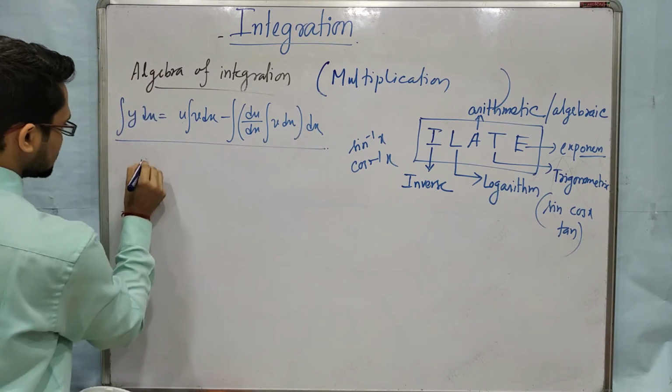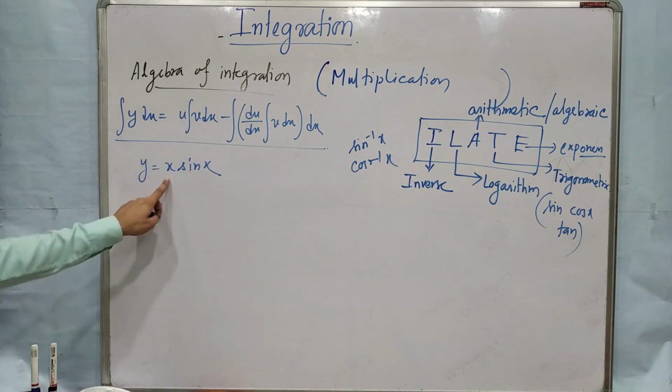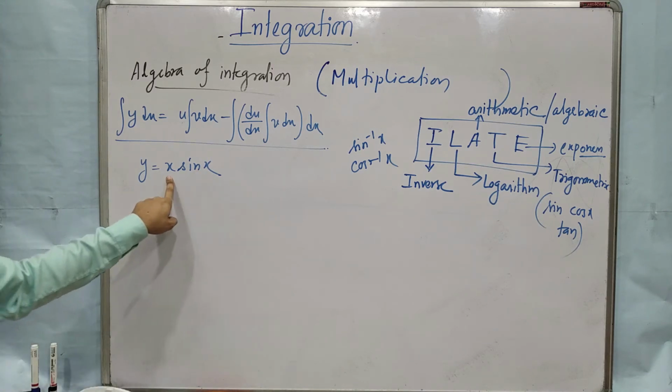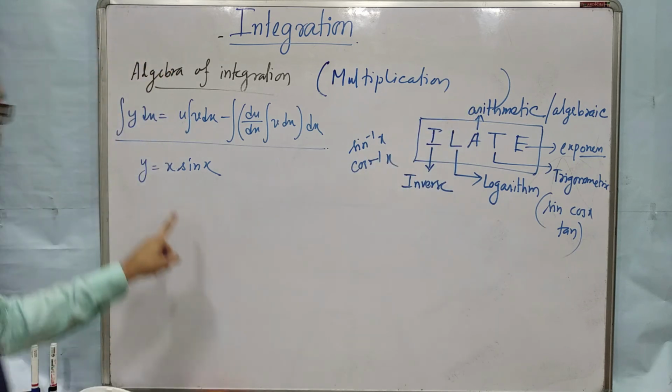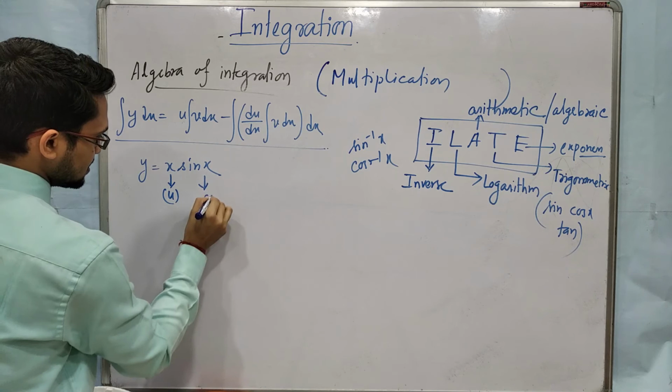So take another one. Suppose y equal to x sin x. Okay, so x is an algebraic function, sin x is a trigonometric function. Which one comes first? Algebraic. So x will be u and sin x is v. This is u and this is v.